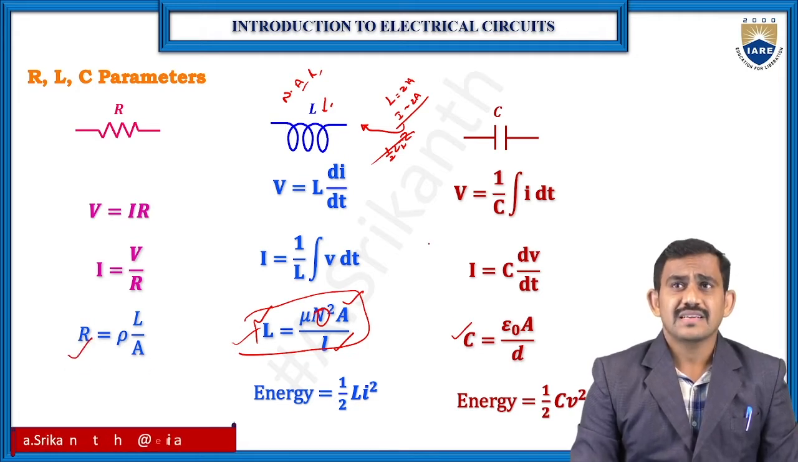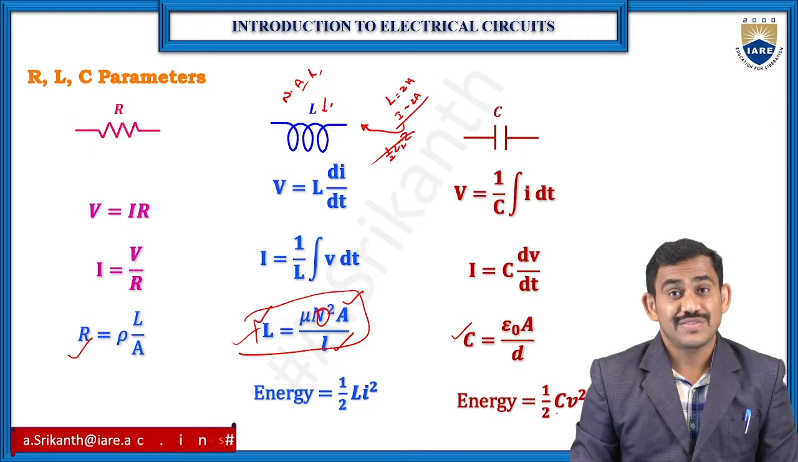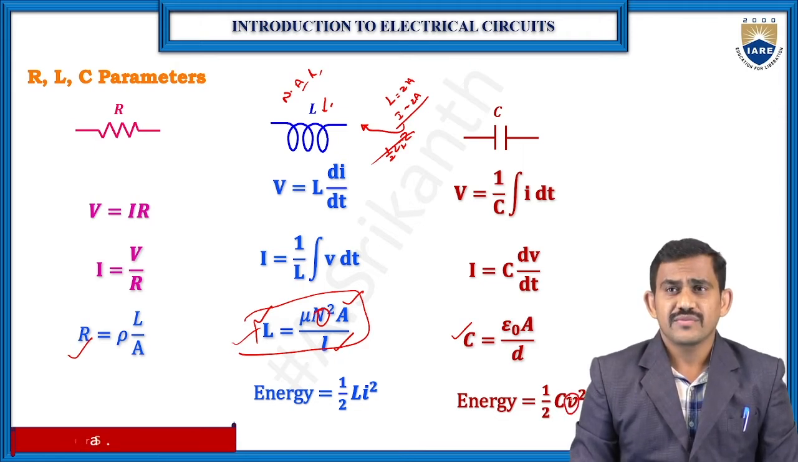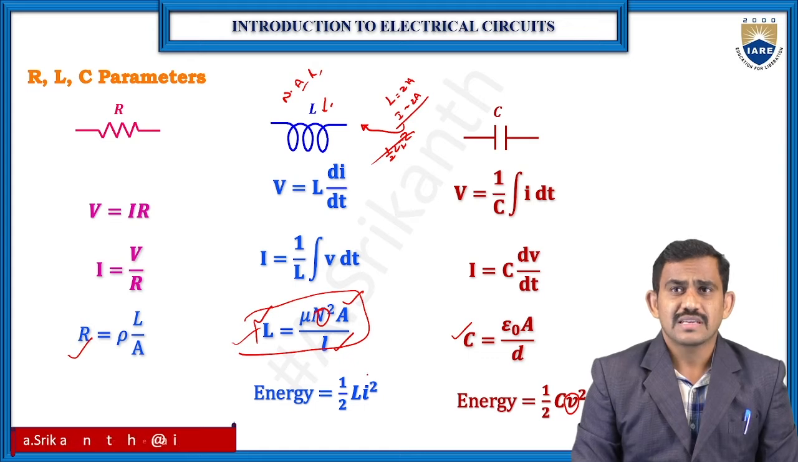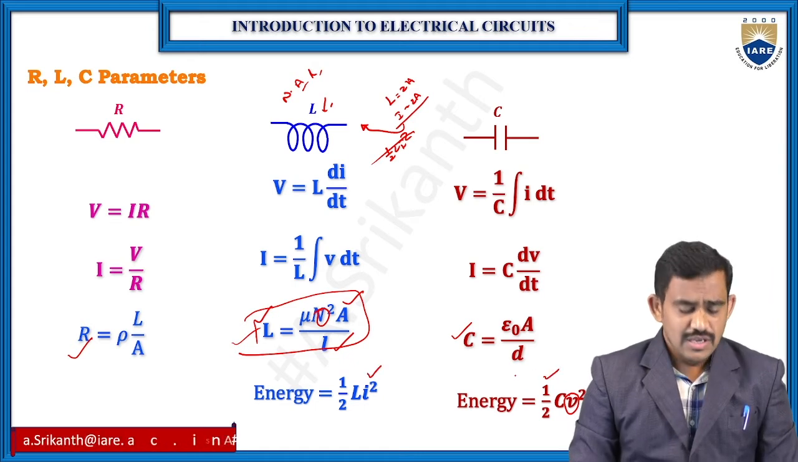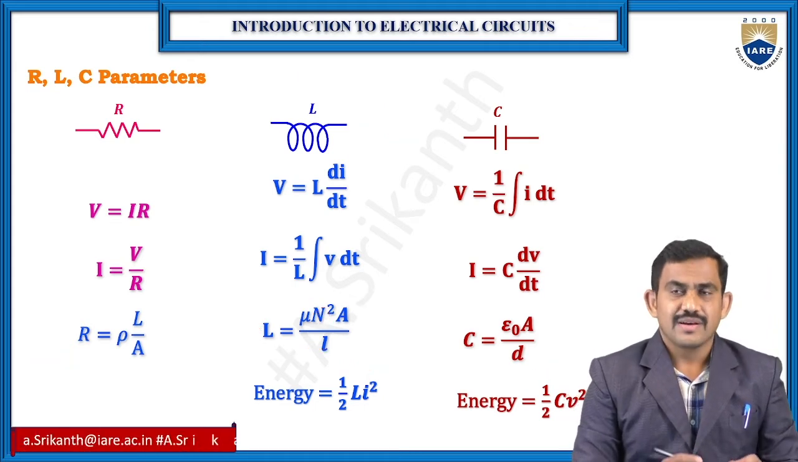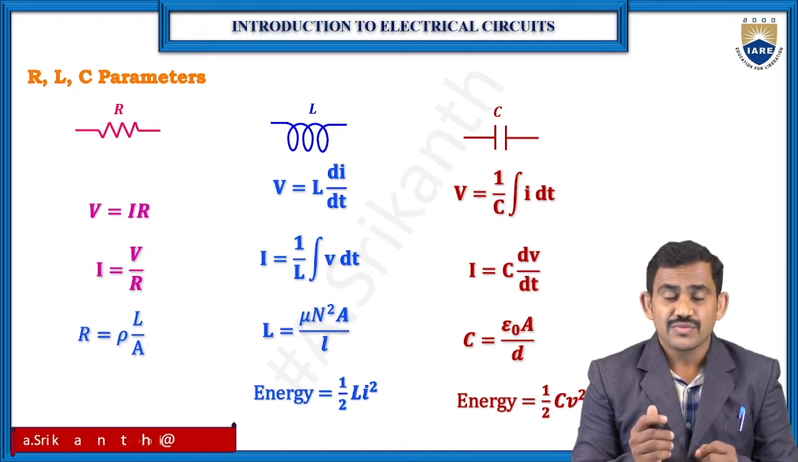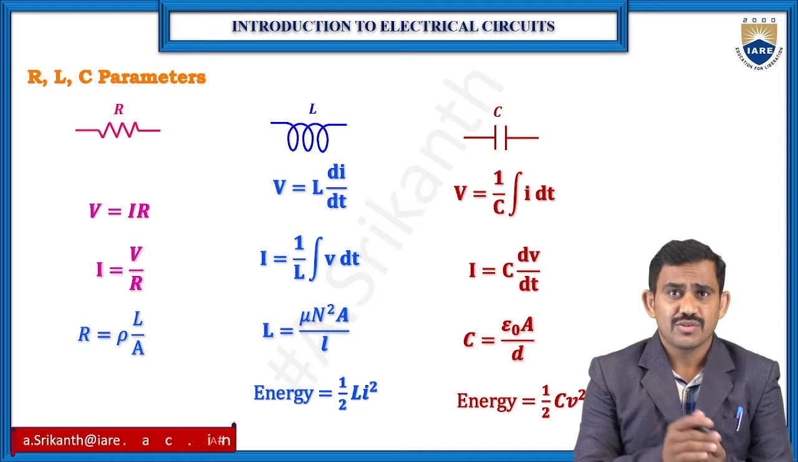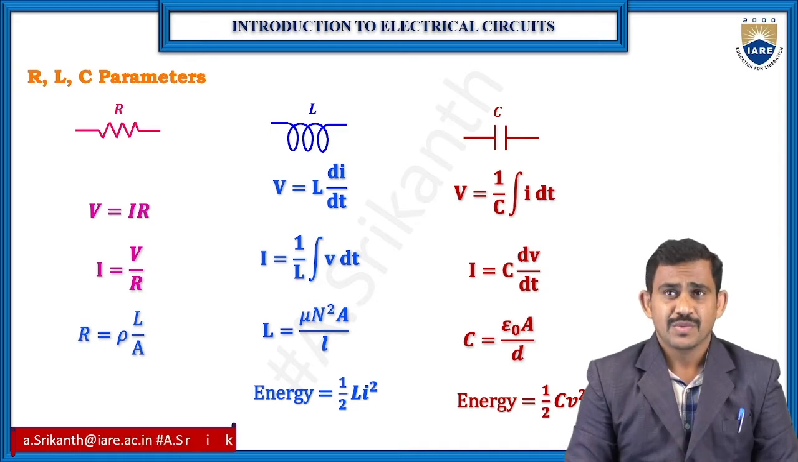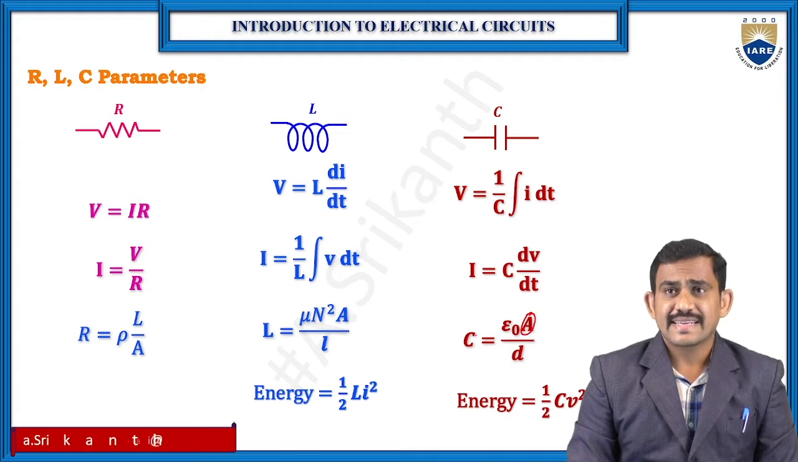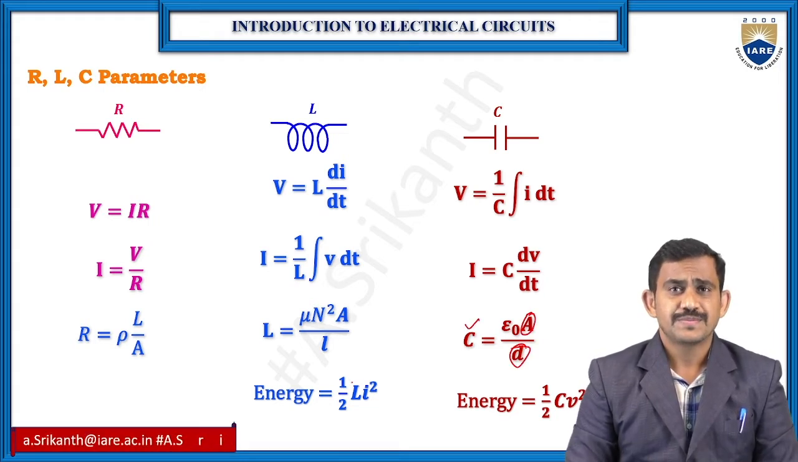For the capacitor, the stored energy is 1 by 2 C V square, so it stores energy in the form of voltage. Here it is 1 by 2 L i square, with current. So these are small basic formulas. If you have one unknown value, you can find it using these formulas. Suppose I have the area and capacitor value, you can find the distance between the plates.